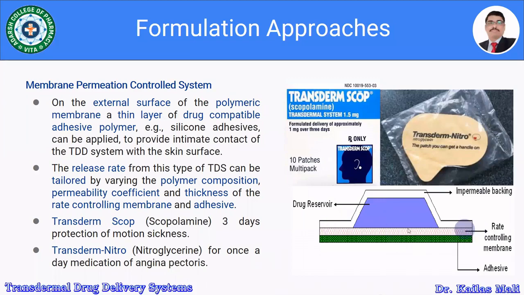Look at the figure. This is the drug reservoir. This white layer is the impermeable backing layer, right? This is the impermeable backing layer. Then this is the rate controlling membrane. Here it's the drug reservoir, and this is the adhesive. Now you will understand the things.